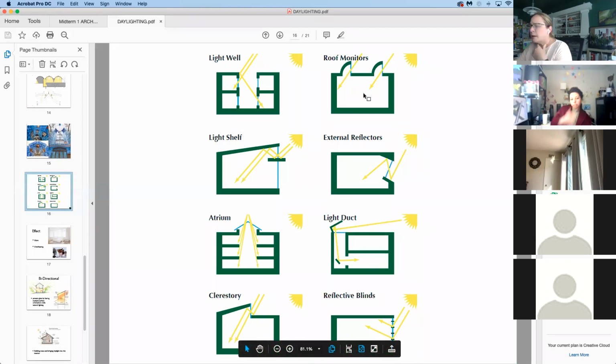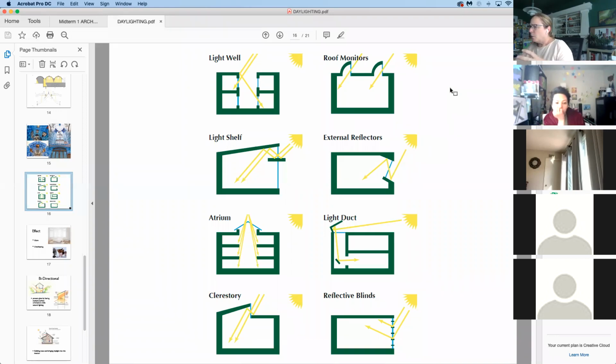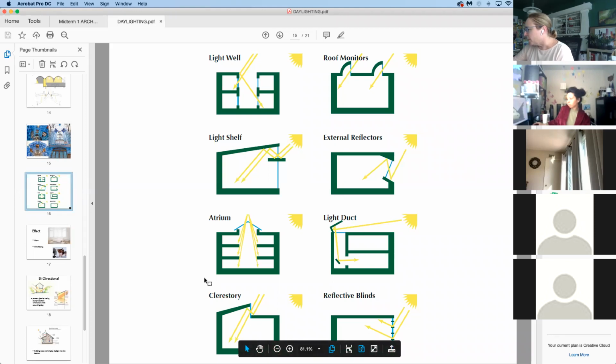Roof monitors tend to be a pop-up that's sitting on top of the roof, where there is glazing on one side in one particular direction. A light well tends to be not covered at the top, versus an atrium tends to have a glazing cover, or sometimes even translucent, opaque cover above it. Light shelves are a very common occurrence. They use the light shelves a lot in classrooms to try and bounce light further into the space. Clerestory windows, we've seen those a lot already.